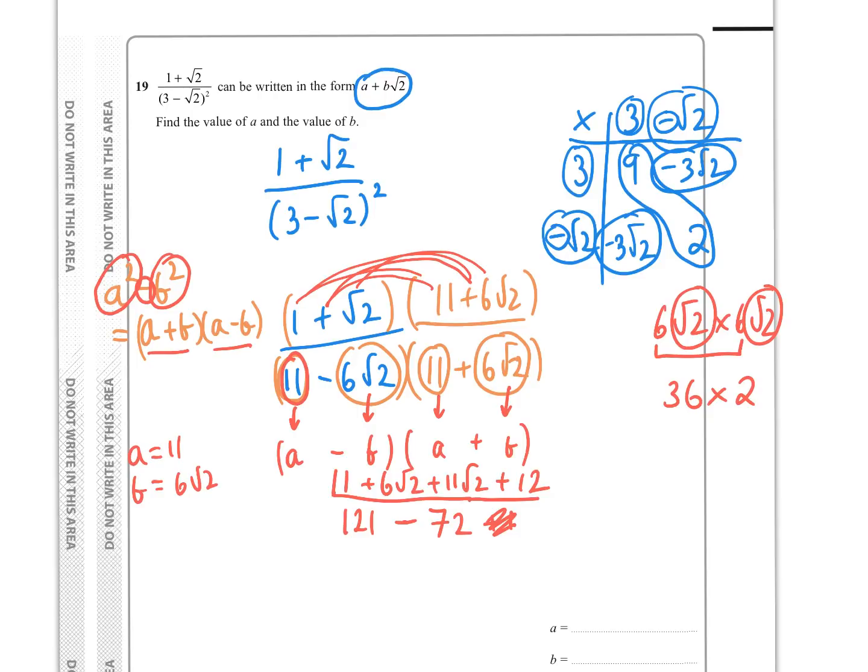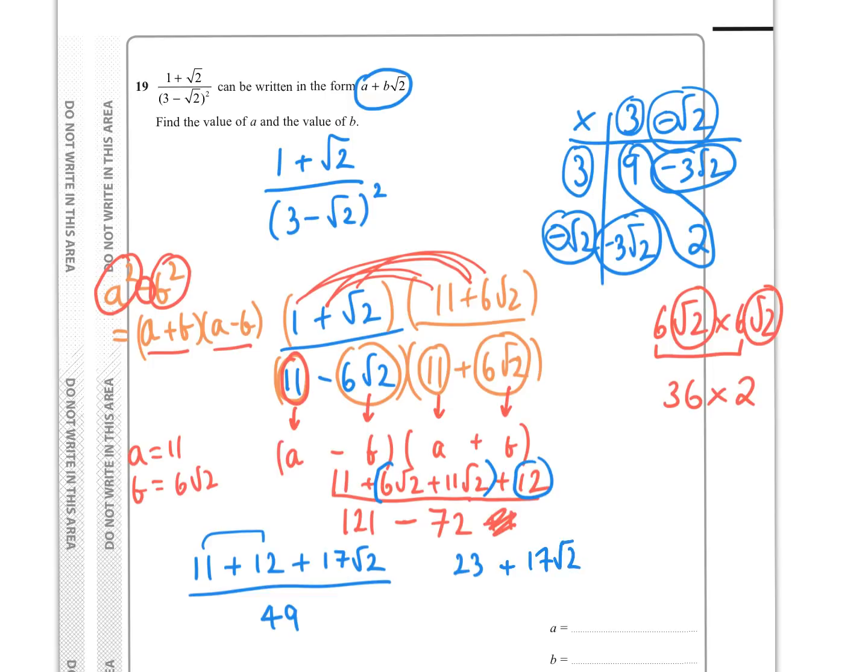Now we can simplify this part here because I've got 6 root 2 and 11 root 2. So that would give 11 plus this 12 here, plus, well, what is 6 root 2 and 11 root 2? 17 root 2. And 121 minus 72 on the denominator. Well, 121 minus 72, from 72 to 100 is 28, and 21, that's 49. And then what I have here is 11 and 12, that's 23, and then plus 17 root 2, all over 49.